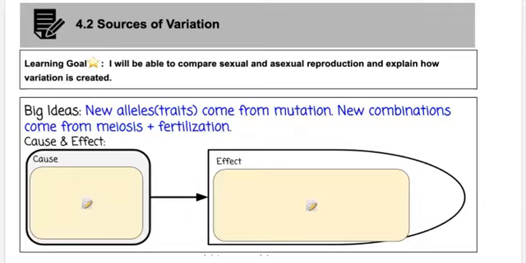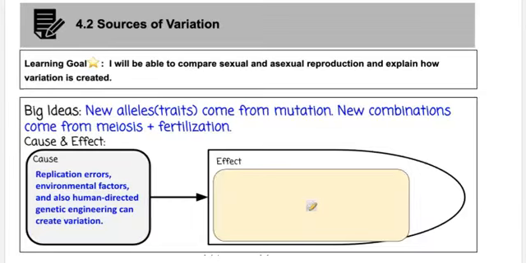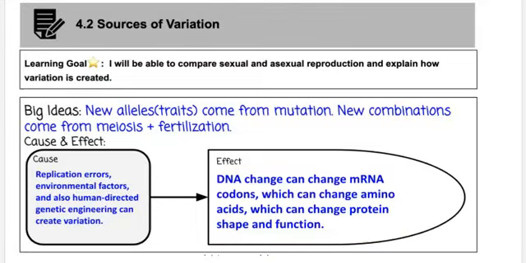Continuing on with the big cause and effect idea, things such as replication errors, environmental factors, and also human-directed genetic engineering practices can create variation. These different causes could affect how DNA changes, and DNA changes the RNA codons, which can change the amino acids, which can then change the protein shape and its function.